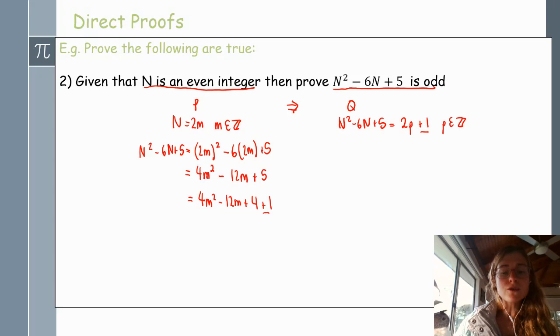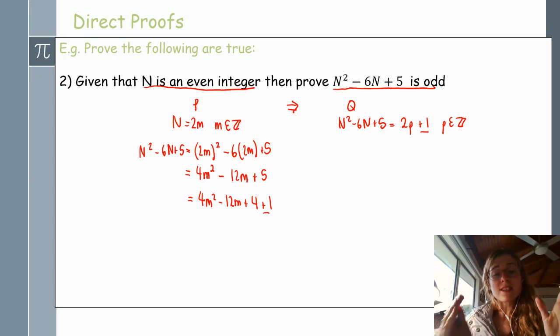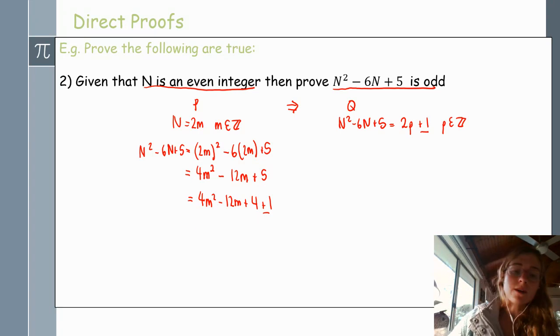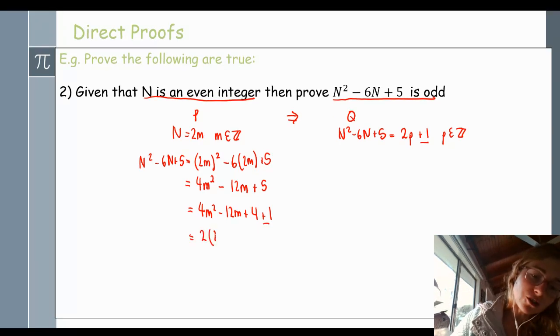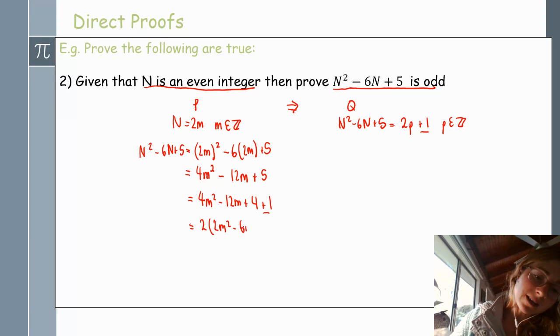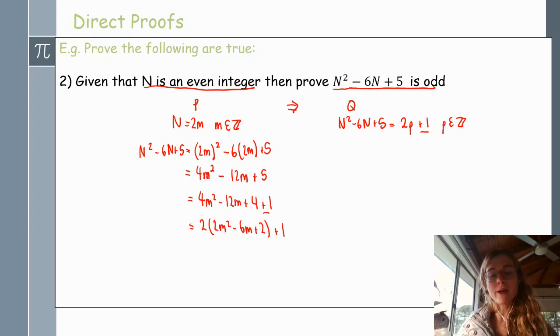I also need a 2 out the front. So let's take that 4m squared minus 12m plus 4. Take a 2 out the front of that. I would get 2 brackets 2m squared minus 6m plus 2, plus 1. And look at what we have. We have 2 times some number, p, plus 1. The only thing you've got to make sure is that this 2m squared minus 6m plus 2 is still an integer, like the form that p is.